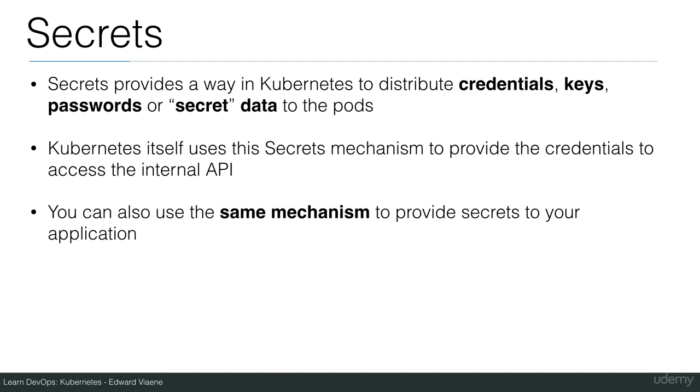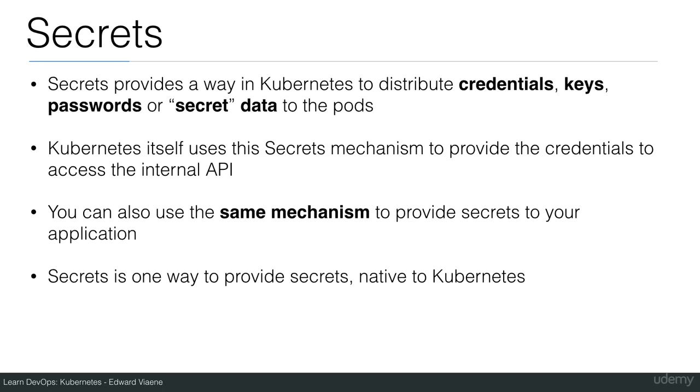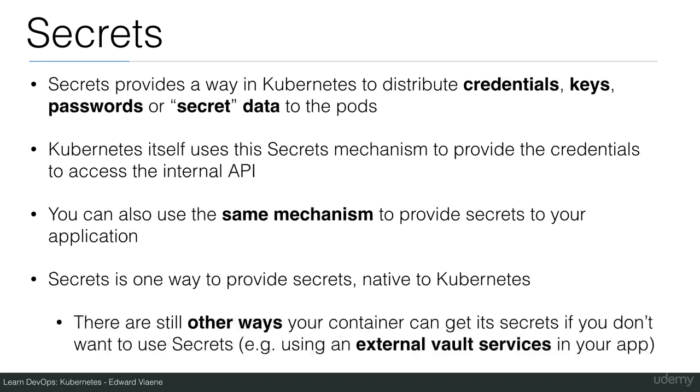You can also use the same mechanism to provide secrets to your application. If you have an application that needs credentials, you can use this same mechanism. Secrets could be, for instance, a database login and password, or anything that needs to be kept secret. Secrets is one way to provide secrets, native to Kubernetes.